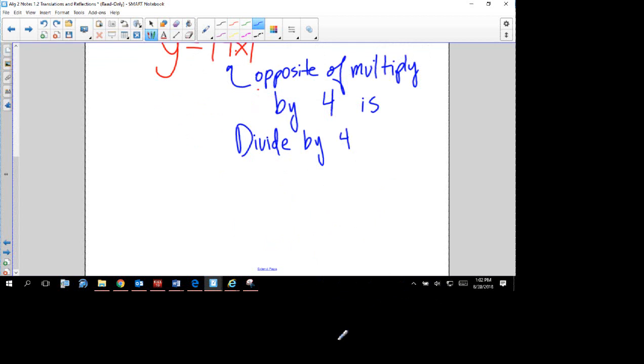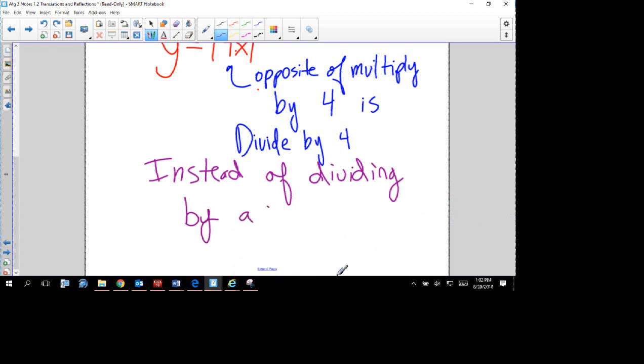But occasionally we're going to get fractions. So I'm going to think of this a different way. I'm not going to think divide by 4. Instead of dividing by a number, can you complete my sentence? Instead of dividing by a number, multiply by the reciprocal. Gold star.